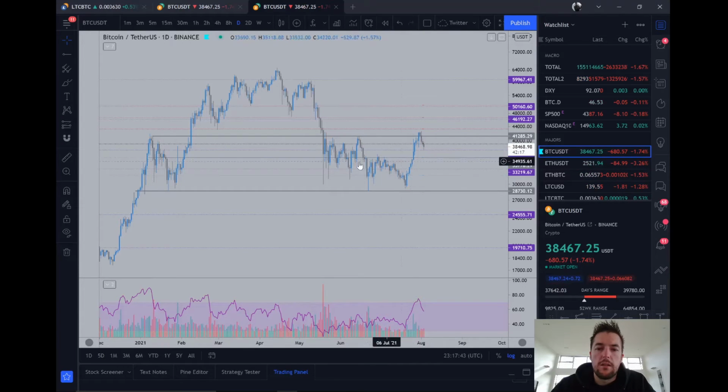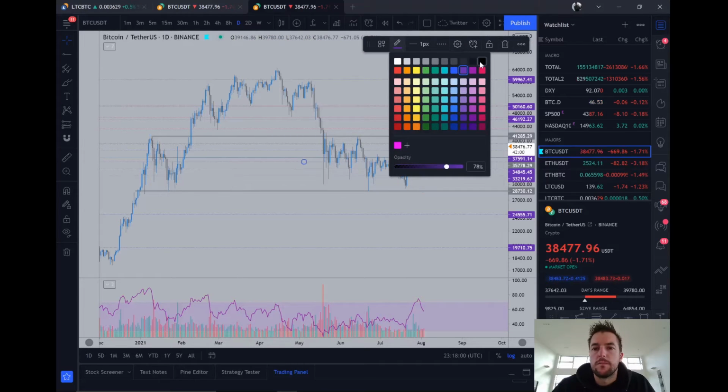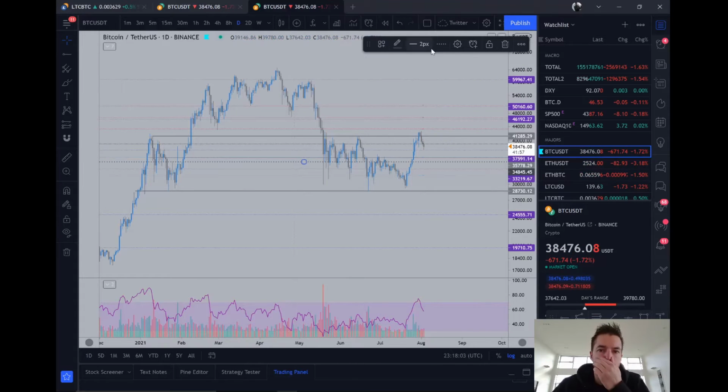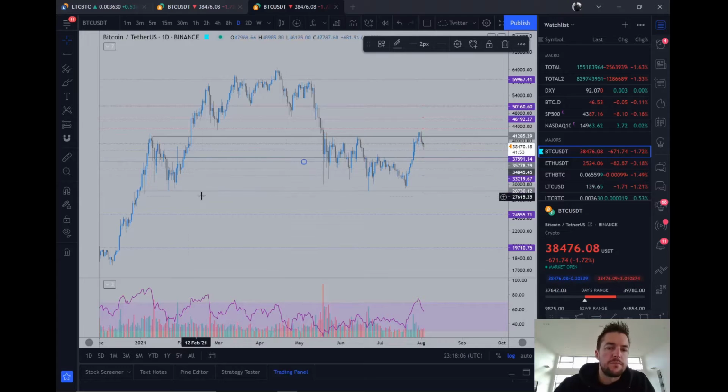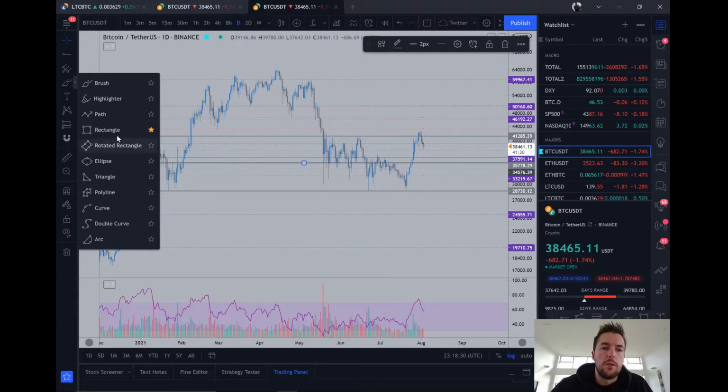Now we can see this 36k level almost lines up as our range EQ. I would probably argue that the actual range EQ is somewhere around here. We can see that we've had several points of confluence along this line. It's give or take somewhere around here, which puts us at that 34,500, so about 35k.